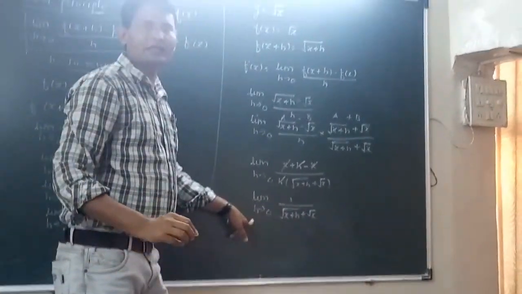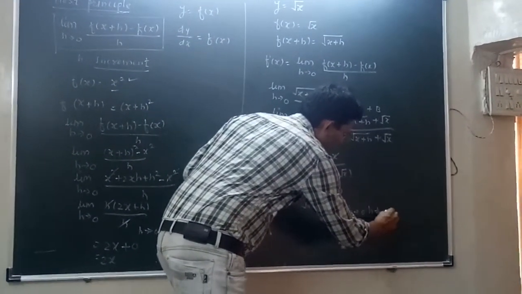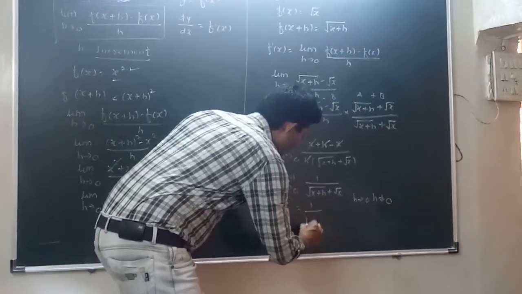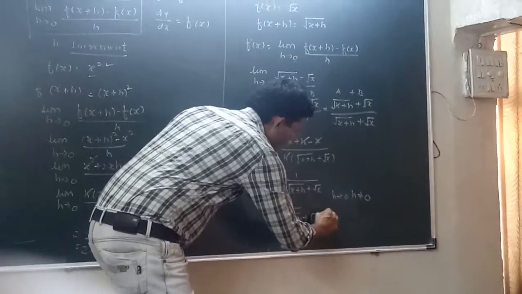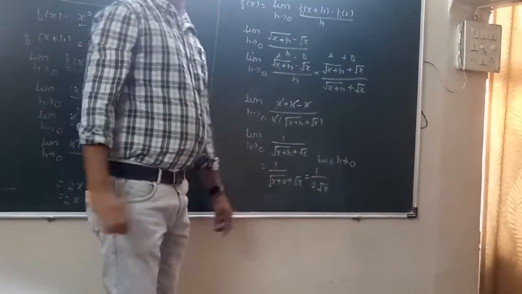As h tends to 0, we'll substitute the value of h, which would be equal to 1 upon root x plus 0 plus root x, exactly equal to 1 upon 2 root x.